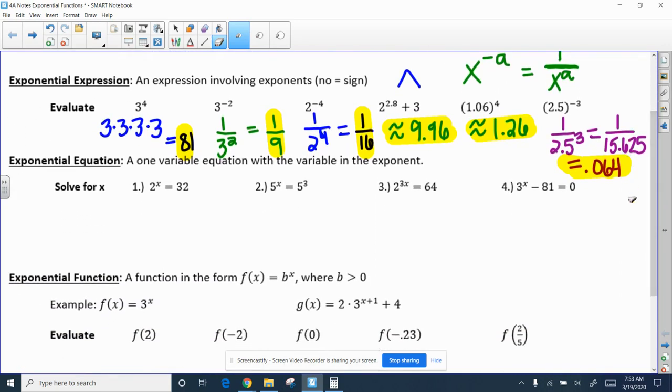All right, so those are exponential expressions. There's no equal sign, and when we evaluate them, we just get a number. So that is a skill we'll be using here as well.